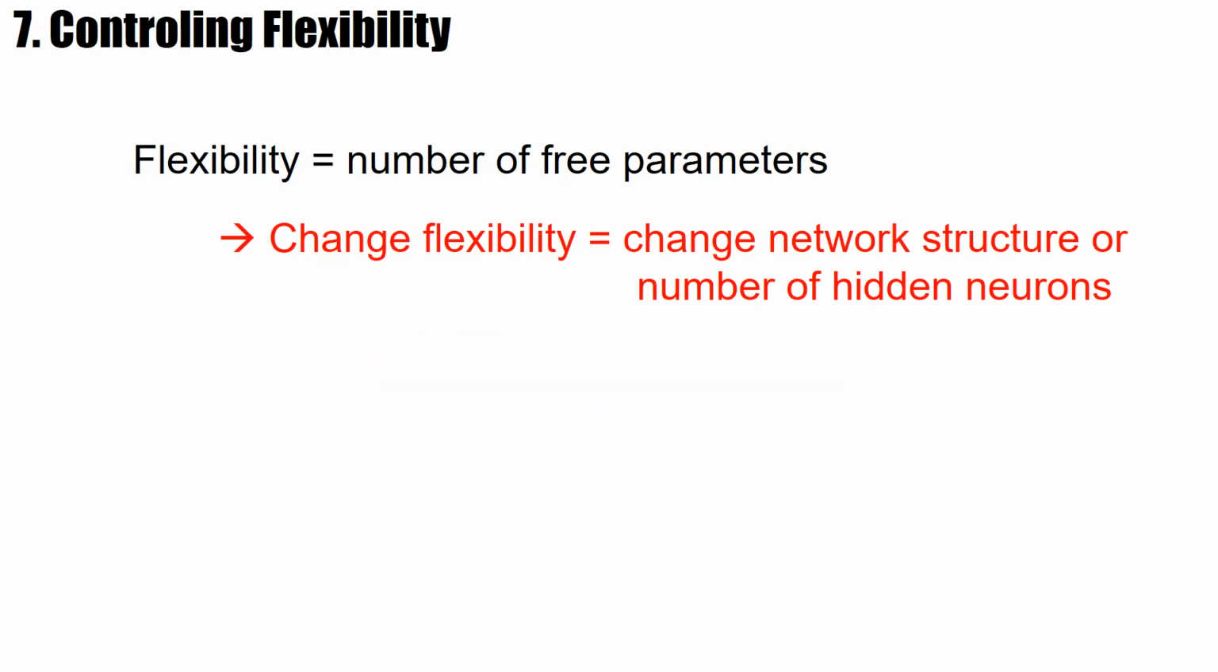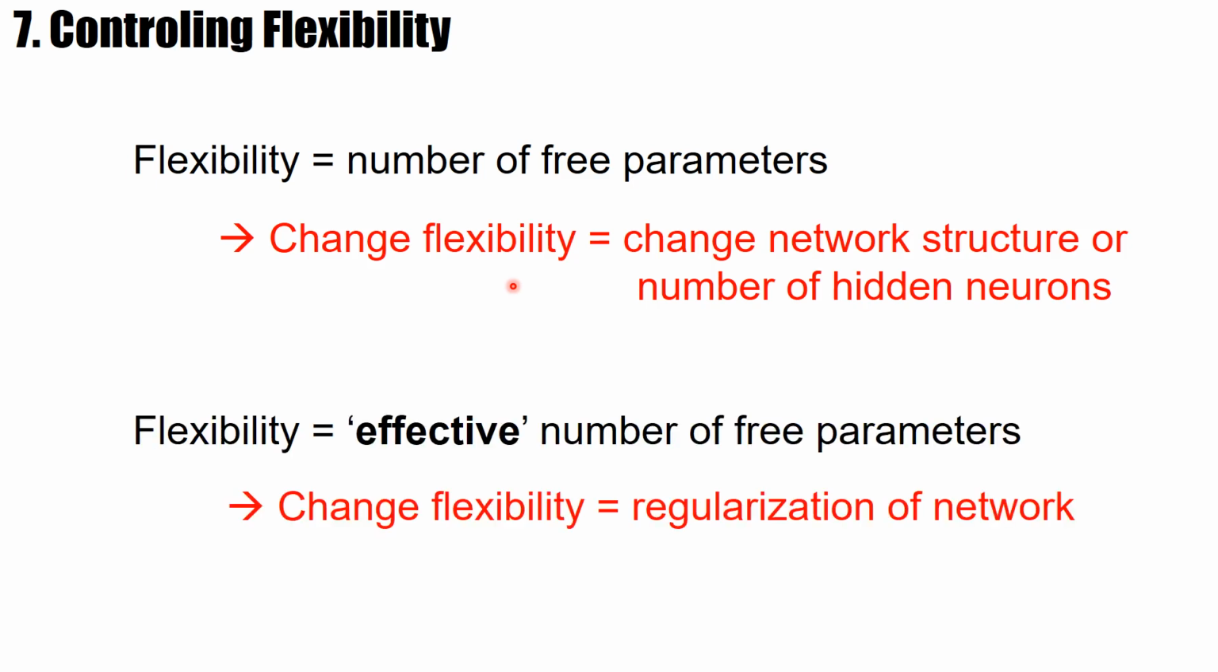We said the flexibility is the number of free parameters. In the previous part, we said changing flexibility means we have to change the number of neurons or the number of layers. However, we can do it differently. Instead of changing the number of free parameters, we keep the actual network structure, the actual number of free parameters the same, but we introduce something like an effective number of parameters.